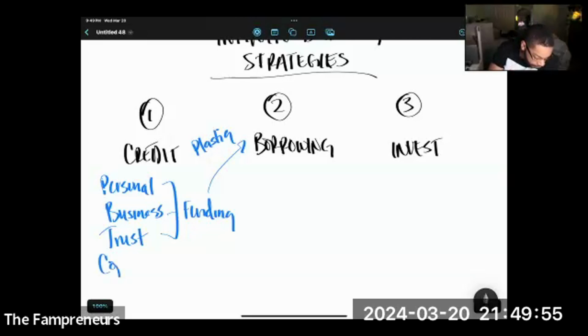And I forgot even about corporate. You can use corporate as well. That's another way. And put that into your policy. And then you're going to borrow against it. Let's say you put 100K in there.